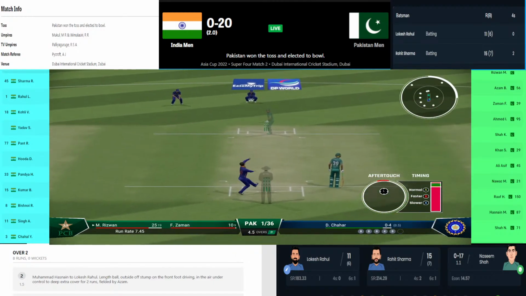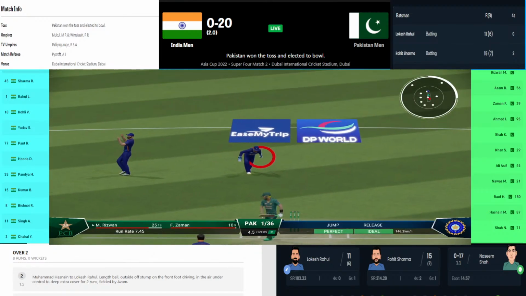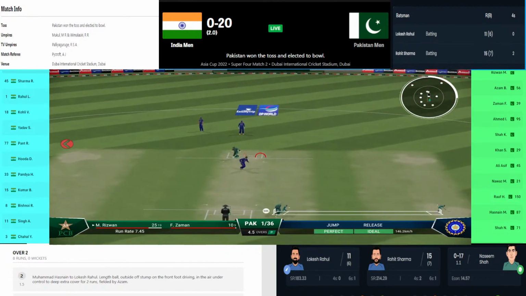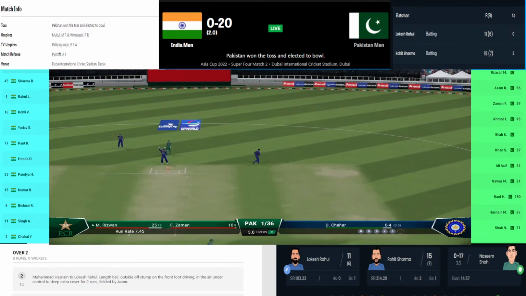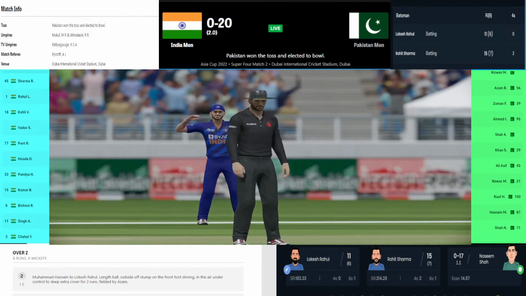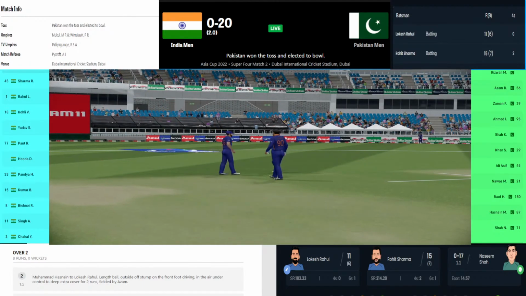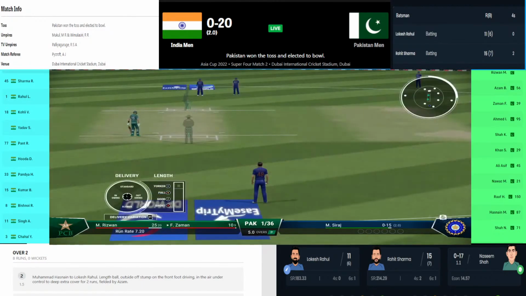Pakistan, after winning the toss, have invited India to bat, and India started. Still now, India's start is looking solid. Naseem Shah, after bowling the first over, gave 11 in that first over, and in the second over, Hasnain gave 9 runs. So a wonderful piece of batting.